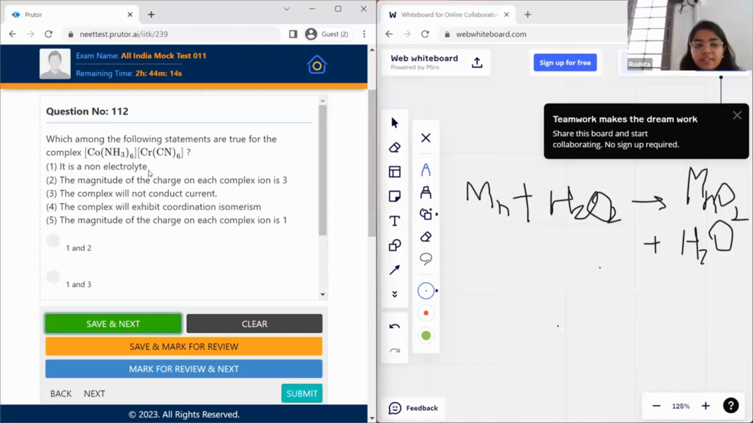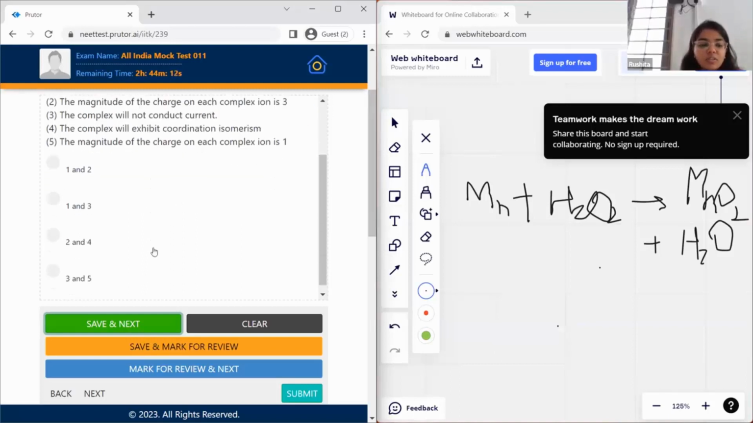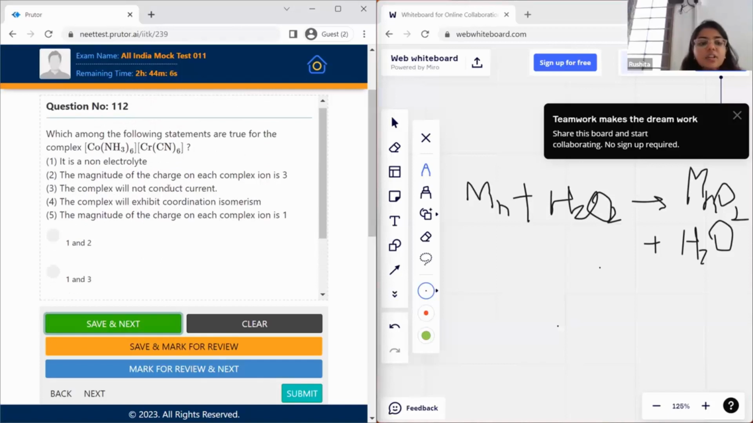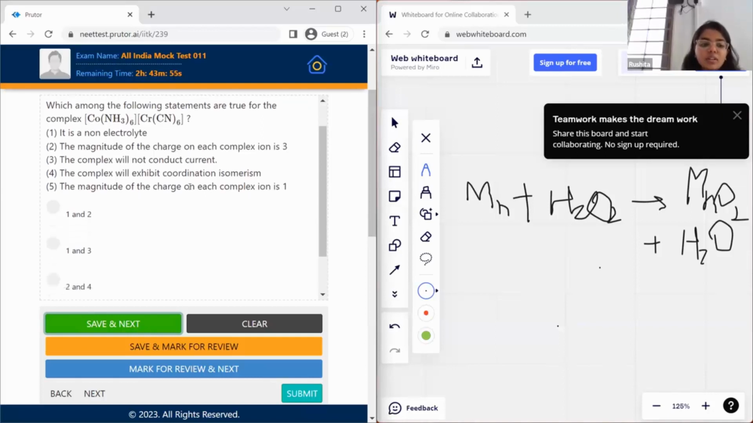It will give out ions. So the first one is wrong. So A and B are eliminated. Similarly, the third one is also wrong because the complex will conduct current. If the complex gives ions, then it does conduct a current. So the third one is also wrong.